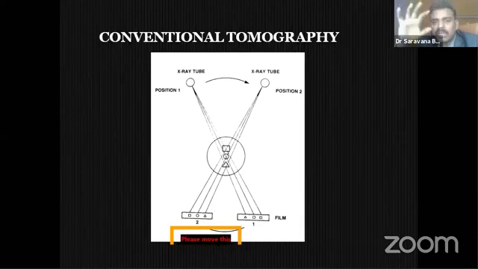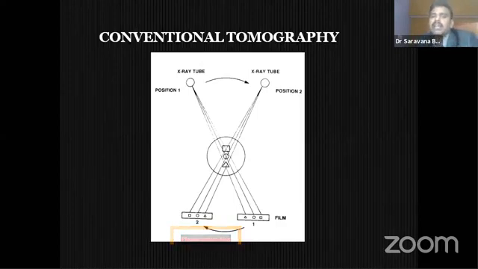Simultaneous movement of the X-ray tube and film in opposite directions keeps our area of interest in focus. Finally, our desired layer will be there in the image. It will be repeatedly focused, and the nearest areas will be blurred. That is called conventional tomography. But here also, we cannot completely eliminate the unwanted structures.